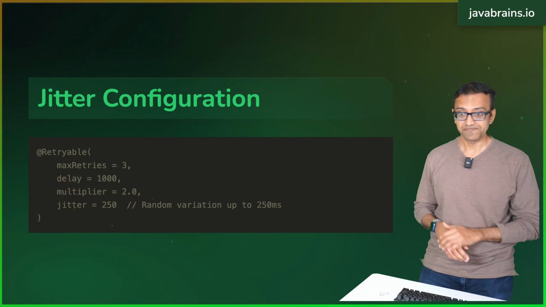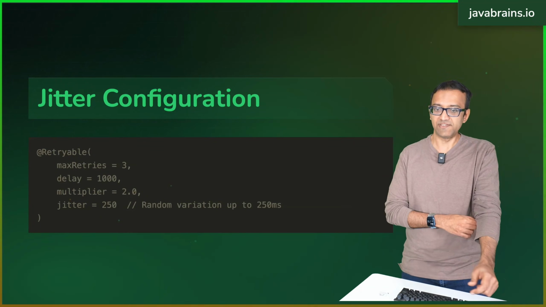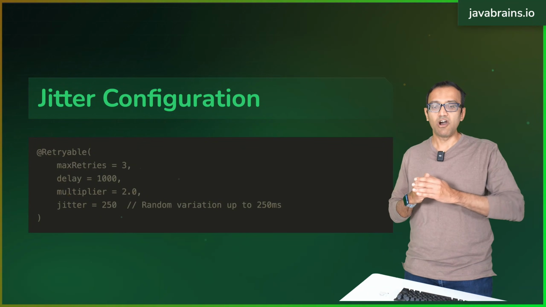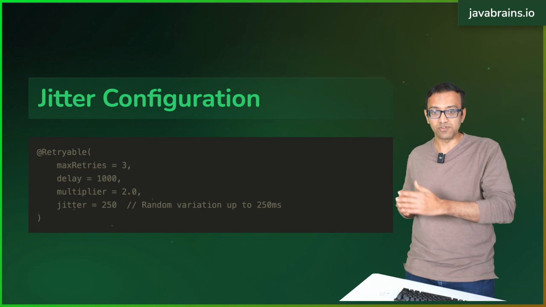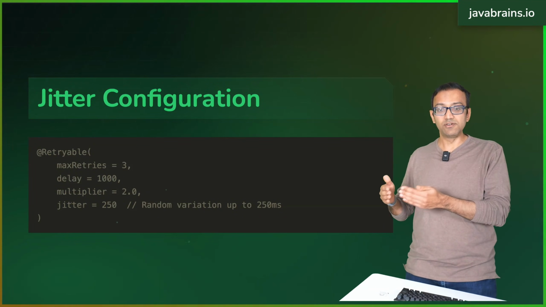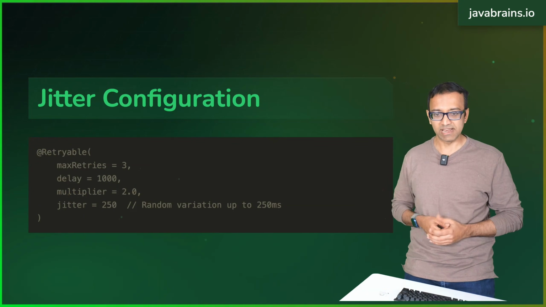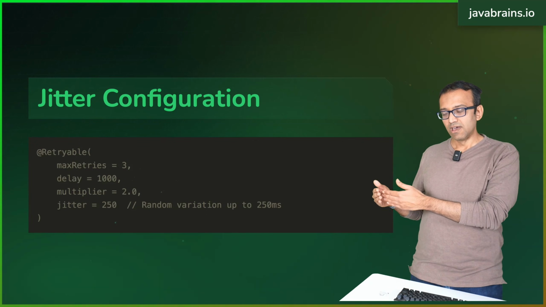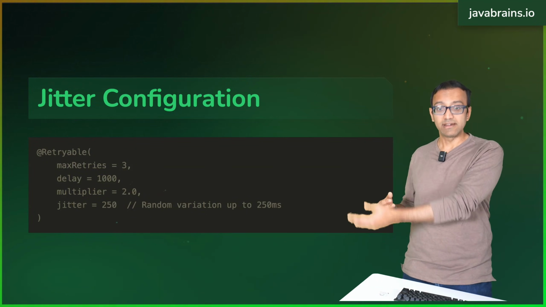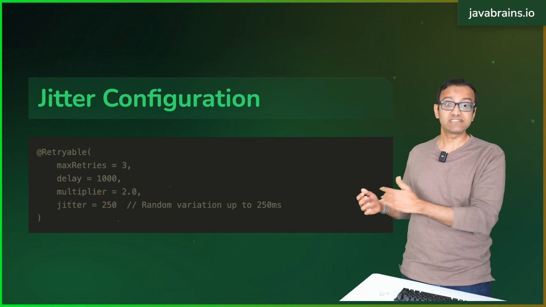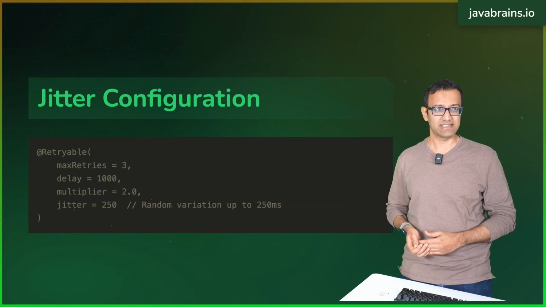So here is jitter, just random variation. You say 250 for 250 milliseconds of random variation. Basically, it's going to do random number generation of 0 to 250, and it is either going to subtract that or add that. So let's say it randomly generates 100 milliseconds. It is going to send a request 100 milliseconds early or 100 milliseconds late. So that's jitter. It breaks that coordinated access.